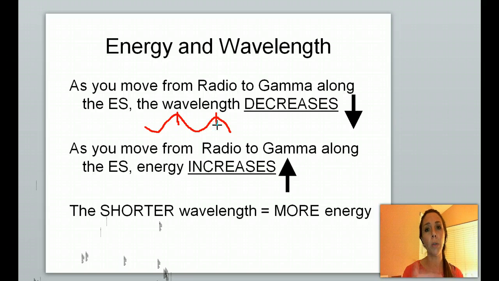As I go from radio to gamma, my wavelength decreases, so they get closer and closer. And as those wavelengths decrease, my energy increases. Okay, so we have an inverse. My wavelength is decreasing, my energy is increasing. So we call that an inverse relationship. One's going up, one's going down.